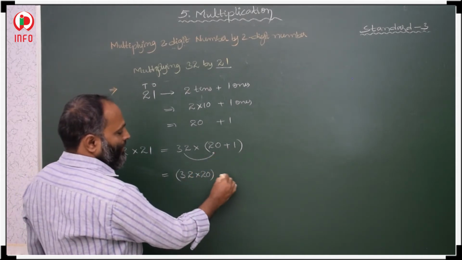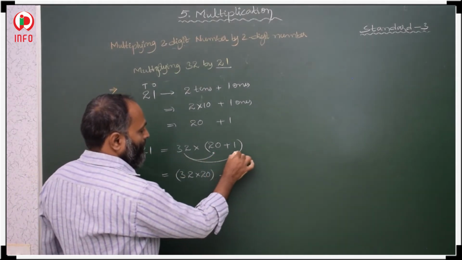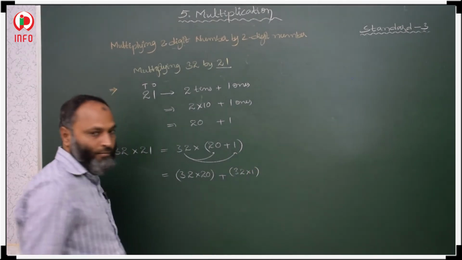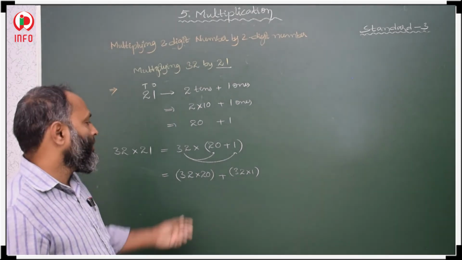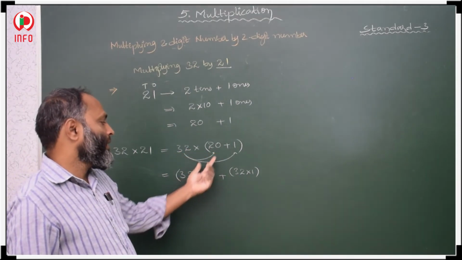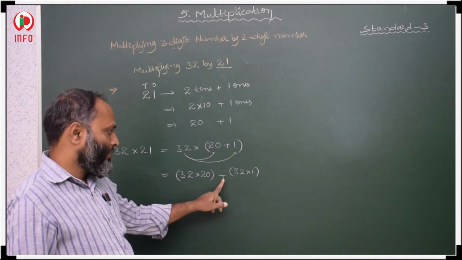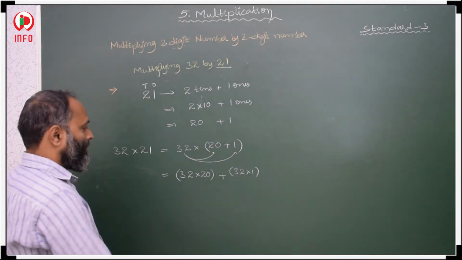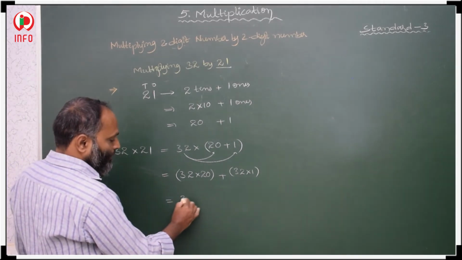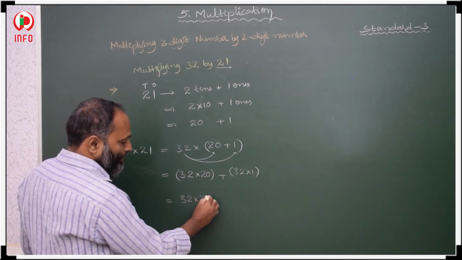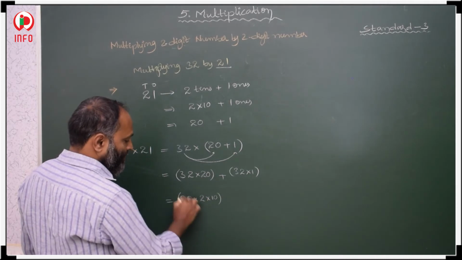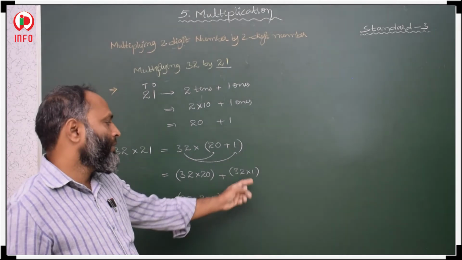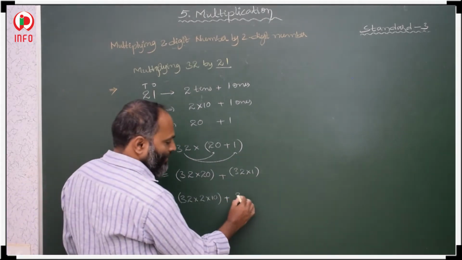Again plus is there. 32 with 1. According to distributive property, 32 is multiplying with 20 and plus sign is there. 32 multiply with 1. Now 32 20, 32 20 means 2 tens are... 32 ones are 32. If any number is multiplied with 1, then we will get the same answer only.